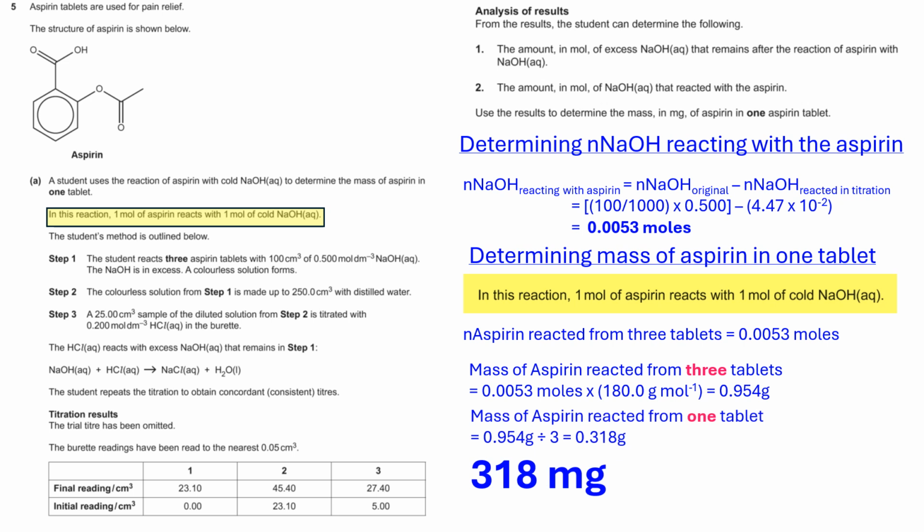So the mass of aspirin reacted from 1 tablet, and they want you to give the answer in milligrams, is 0.318 grams. So you multiply that by 1000 to get milligrams, which gives you 318 milligrams.